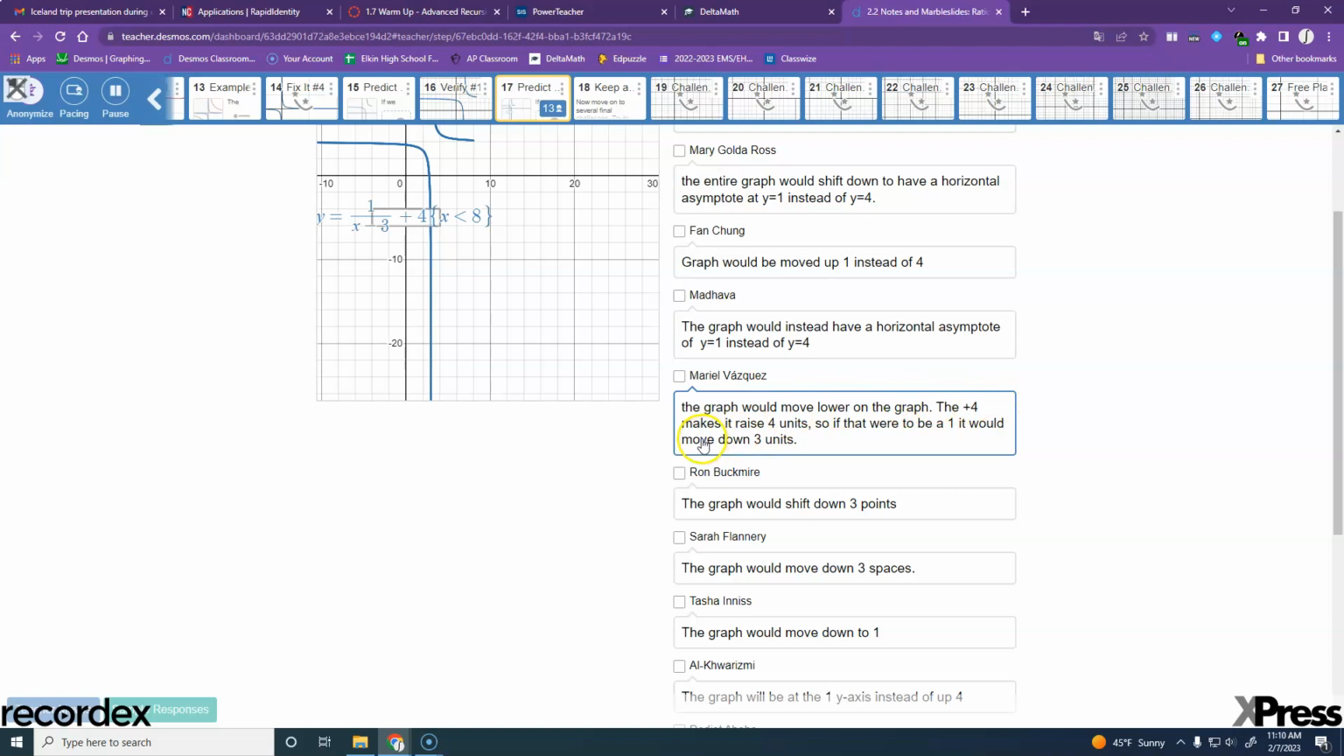Then they say the plus 4 makes it raise 4 units. What are they talking about here when they say it? Parent function. So if that were to be a 1, it would move down 3 units. What's Mariel talking about whenever he or she says it right here? The original. So you can see the confusion about the meaning of those.